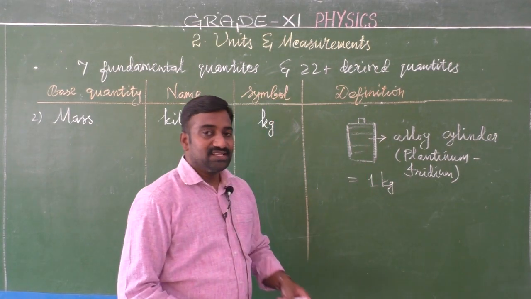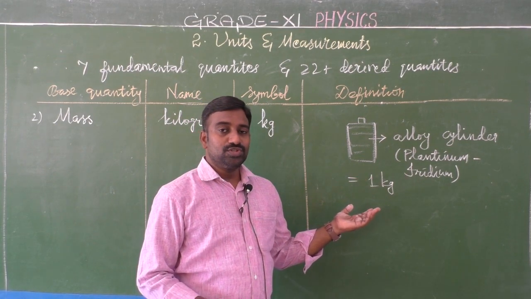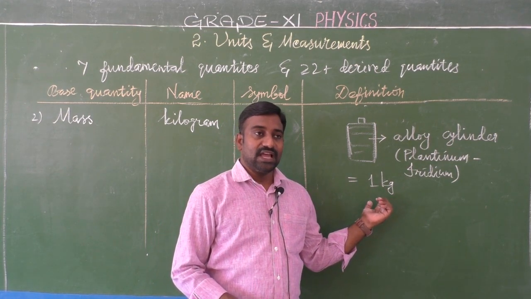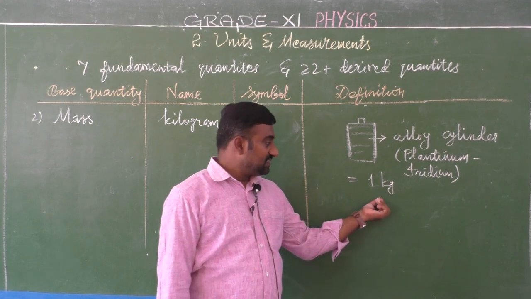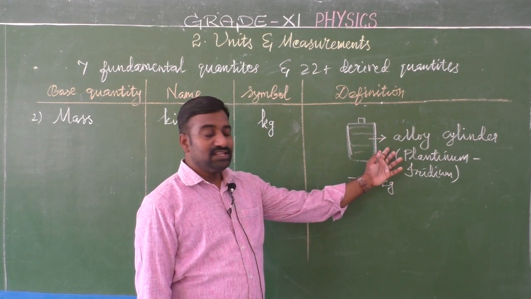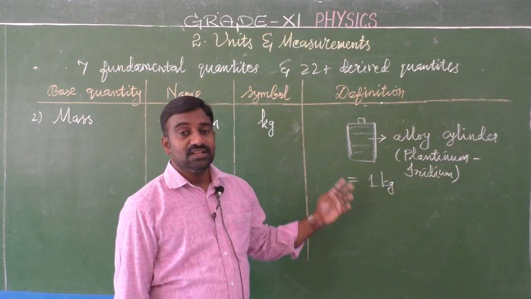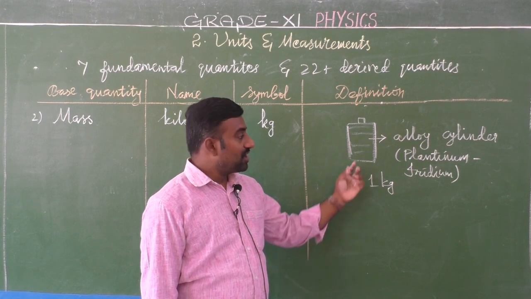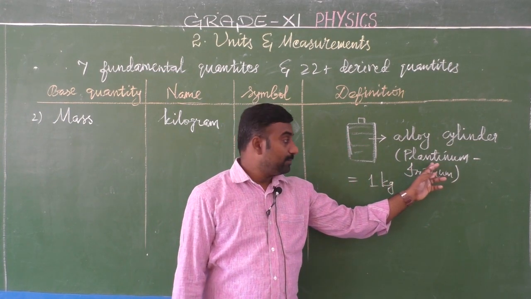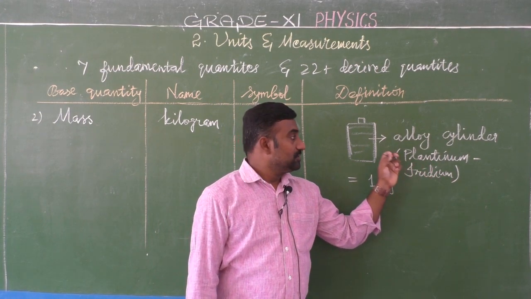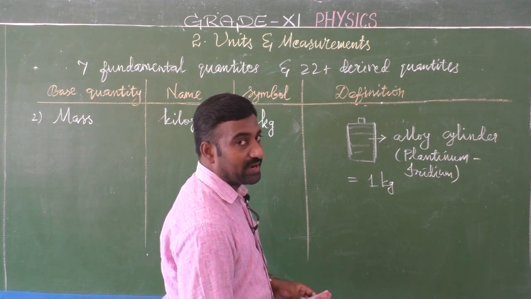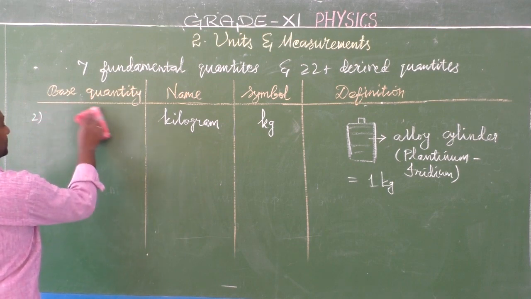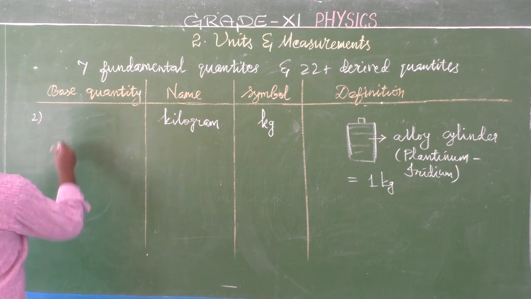Suppose you take this alloy cylinder and place it on a physical balance, it won't show less than 1 kilogram or more than 1 kilogram, not some milligrams more or some milligrams less, it will show exactly 1 kilogram. So they designed the alloy cylinder like that, and it was kept in the physical laboratory in France. That alloy cylinder is made up of platinum and iridium metals. So this alloy cylinder exactly shows 1 kilogram. Okay, so that is the definition of the kilogram. Now moving to the third one, it is time. The quantity is time.